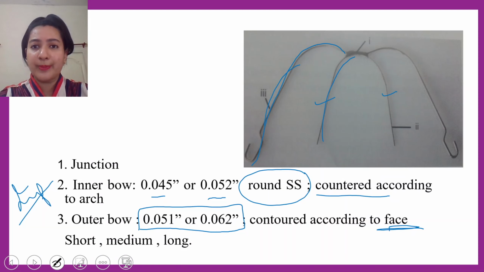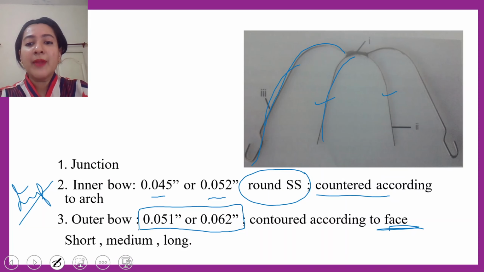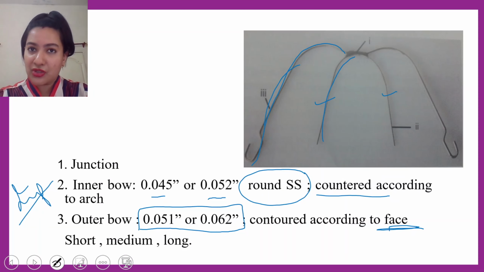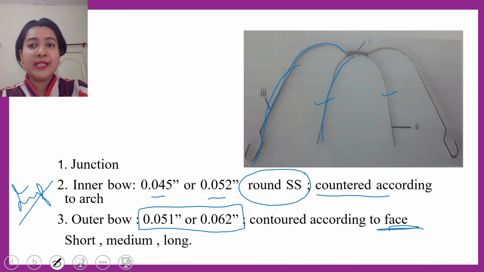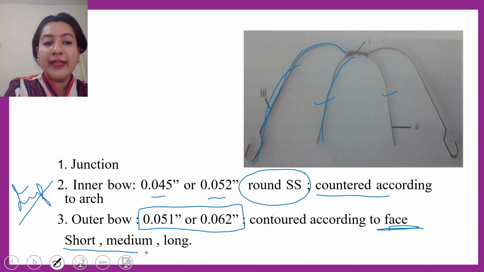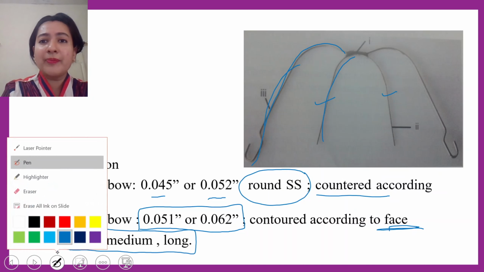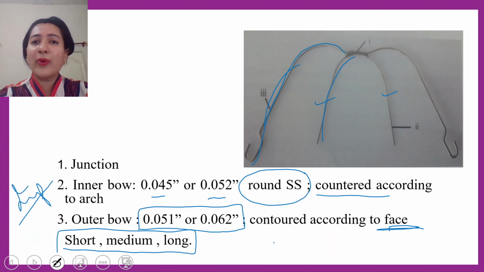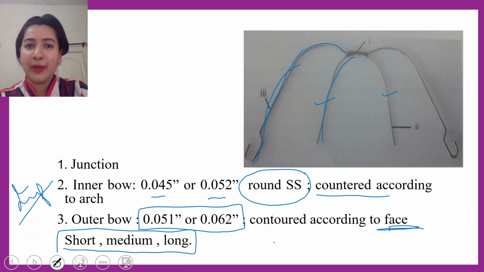It shouldn't be very much apart. So it has to be contoured according to the face of the patient. And these face bows come in different dimensions. They can be short, medium, or long, because one single face bow or one single headgear cannot fit all the patients.